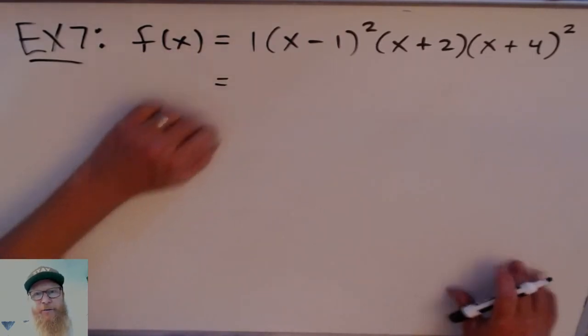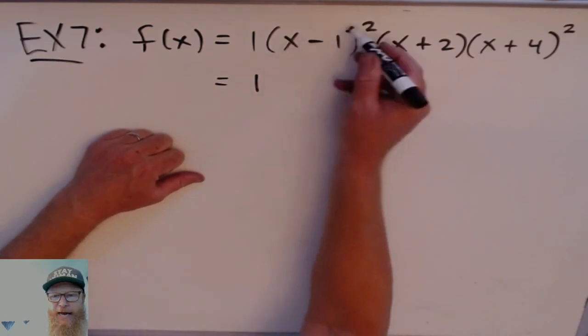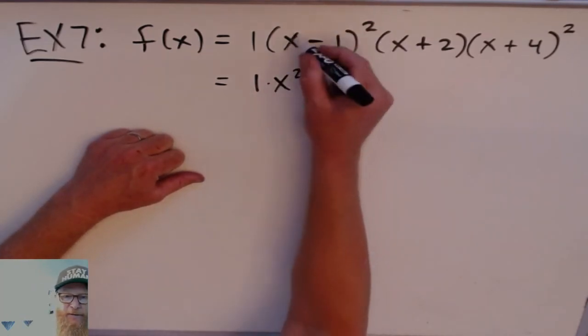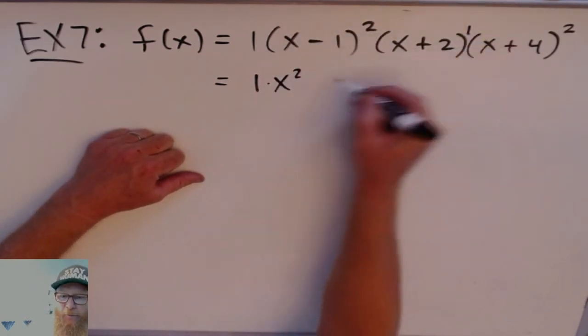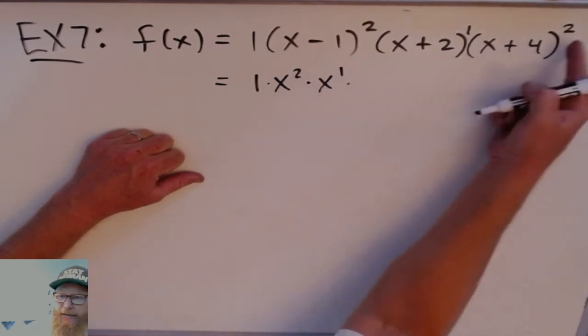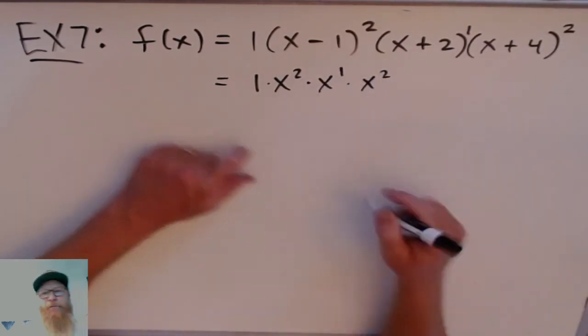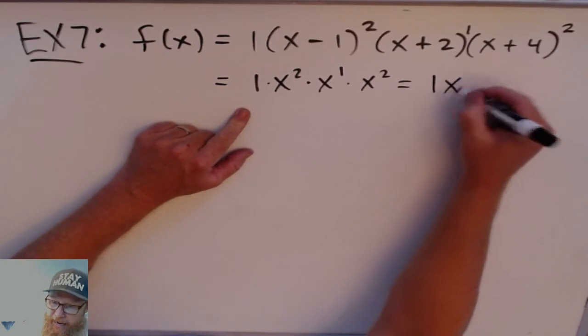All right, so the leading coefficient is 1, and then x squared, and then x to the 1 again, and then another x squared that I almost missed. So it's 1x to the 5th.